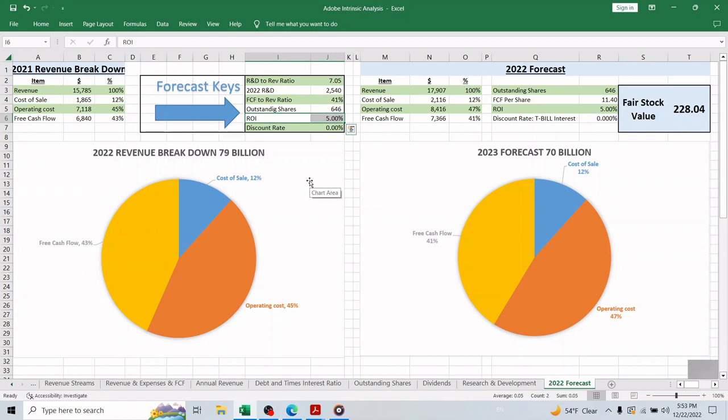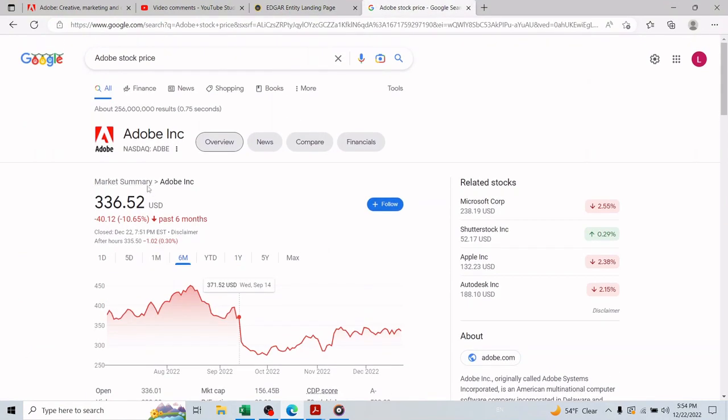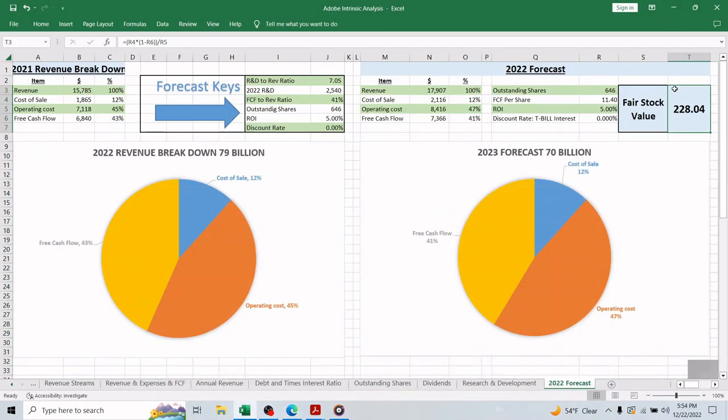Also, we need the return on investment, which is a number you as an individual investor decide, and I like to start with 5%. And we will not use a discount rate for this analysis because the annual report is about 1 month away. So that will give us about 18 billion in revenue and 7.3 billion in free cash flow, which means $11.40 free cash flow per share. And if we use a 5% return on investment, this will give us about $228 intrinsic value for Adobe Inc. stock. But the current stock price is about $336, so the stock is overvalued by about 47%.